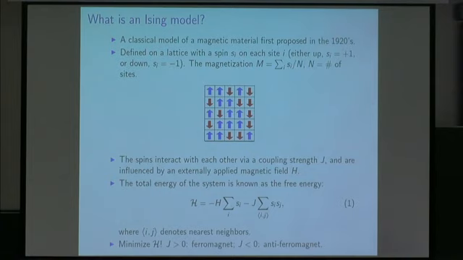So I'll give you a brief idea of what the Ising model is. This is actually a pretty fundamental object in statistical physics. It actually has a long history, we're almost at the 100-year anniversary of this model. It was first proposed in the 1920s. It's a classical model of magnetic material.